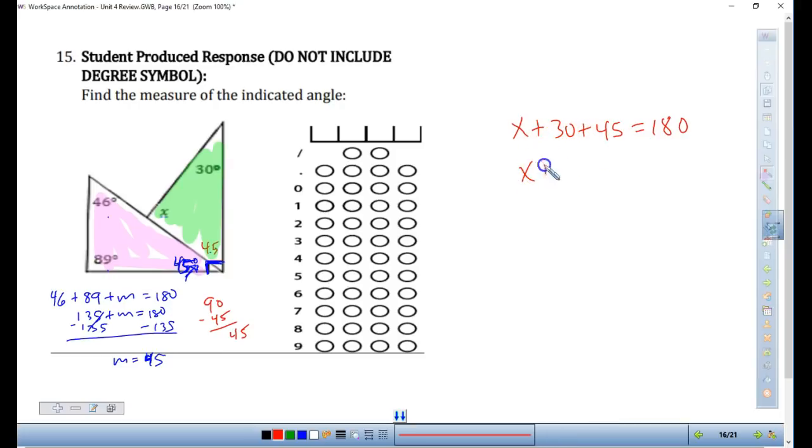So when I combine these like terms, I'll get 75. And so then I'll subtract 75, and so I'll get x equals 105. So they say not to use the degree symbol, so we'll just put 105. So on the bubbles, I'd put 105, and that's it. Okay, so one piece at a time. Go for the easiest piece first. If you know two angles in a triangle, you can find the other one.